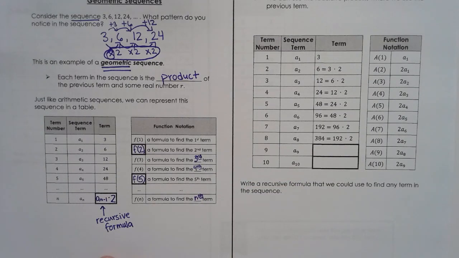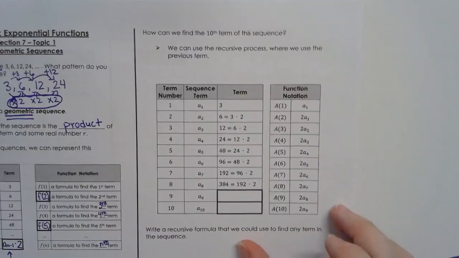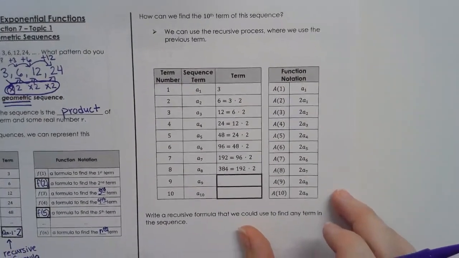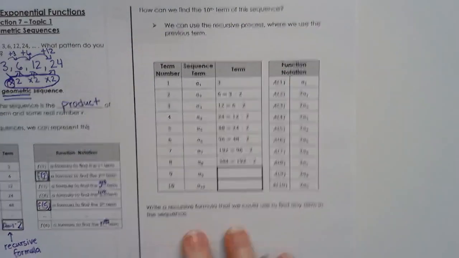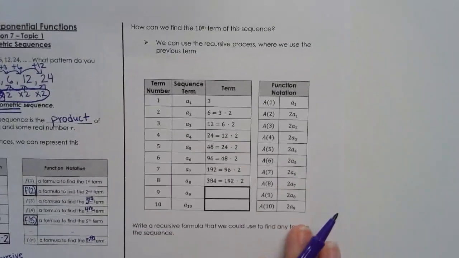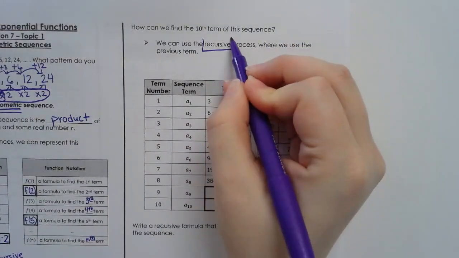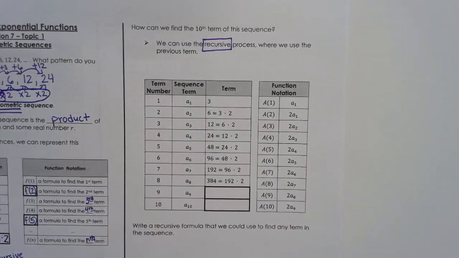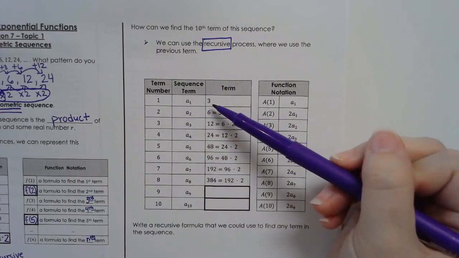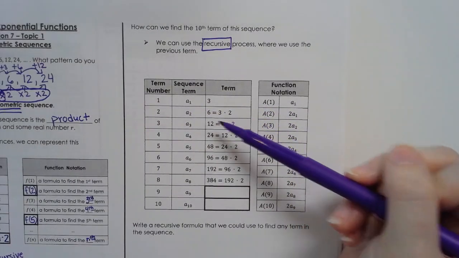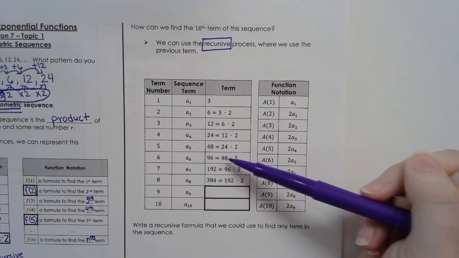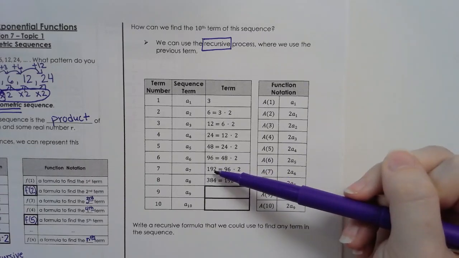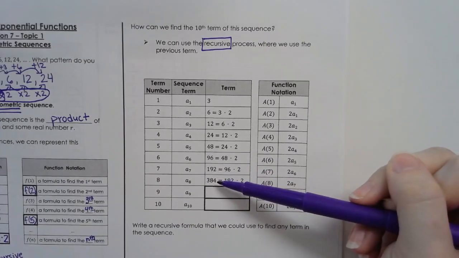So then, how can we find the 10th term of this sequence? We can use the recursive process. That's one way. The recursive process means we use the term before it and then use that common ratio. So a sub 1 was 3. 3 times 2 is 6, and 6 times 2 is 12. 12 times 2 is 24. 24 times 2 is 48. 48 times 2 is 96. 96 times 2 is 192. 192 times 2 is 384.